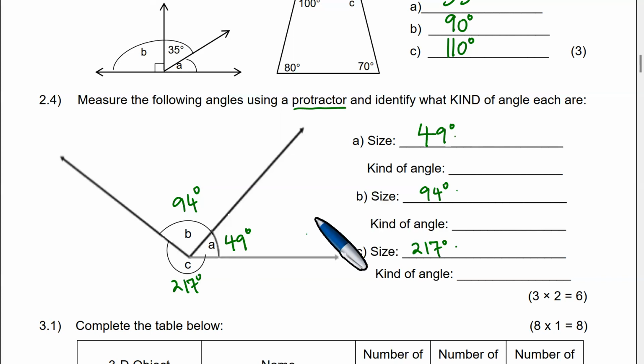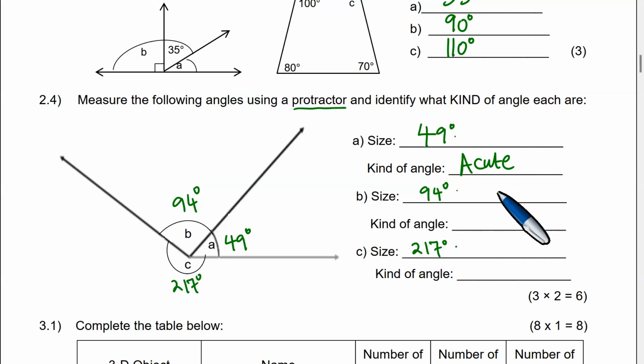What kind of angle is 49? What do you call that kind of angle? An acute angle. Well done. It's called acute. It's called an acute angle.